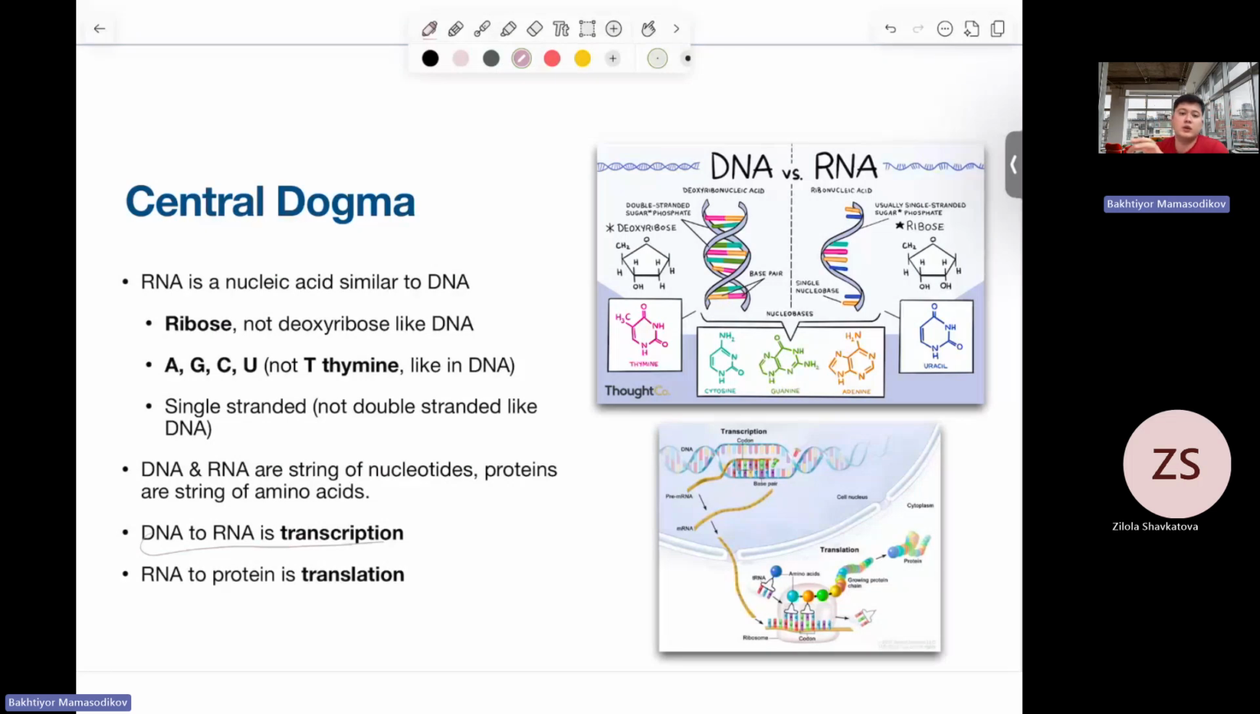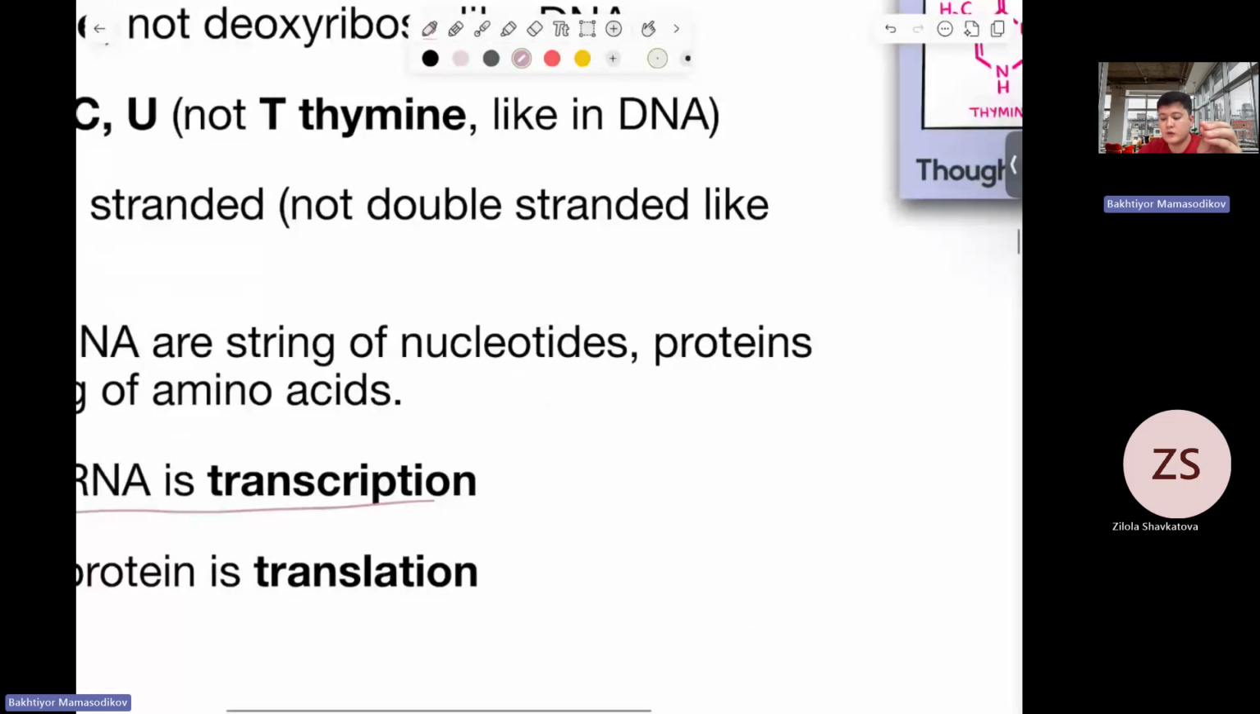Where is this process happening? This is happening in the nucleus, inside of the nucleus. Good. What's the product of the transcription? Its product is a note. We call it messenger RNA. Its product is a messenger RNA, which is a working copy of the gene.